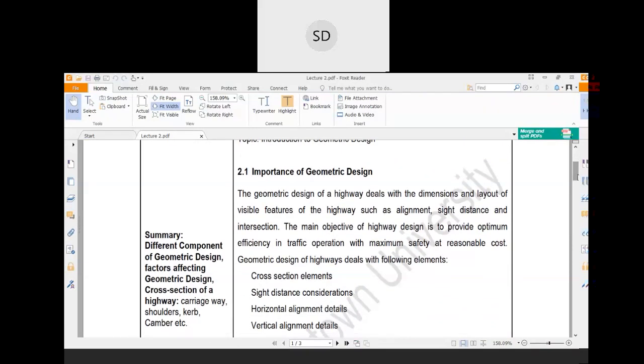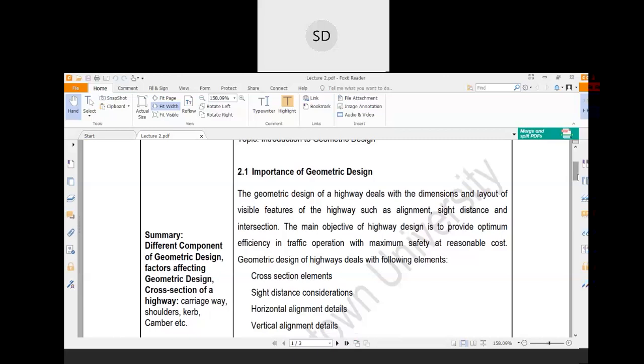Basically, the geometric design of the highway deals with the dimension and layout of the visible features of the highway. What are the dimension and layout of the visible features? Like what the width of the road should be, what the width of a particular median or interceptor should be, what the different characteristics of an intersection are, how much the width of a shoulder should be, and how super elevation should be designed. These types of things are considered in the geometric design of the highway.